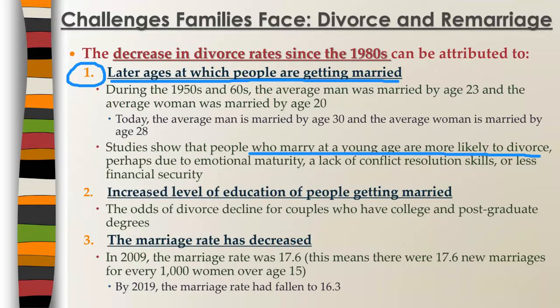Number 2, increased level of education of people getting married. More and more people who are getting married have college and postgraduate degrees, and studies show that people with college and postgraduate degrees have lower divorce rates. And number 3, the marriage rate itself has decreased, so you might expect the divorce rate to decrease as well. In 2009, the marriage rate was 17.6, and the most recent statistic I could find was 2019, when the marriage rate had fallen to 16.3.